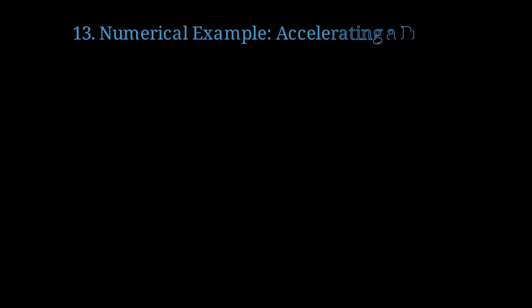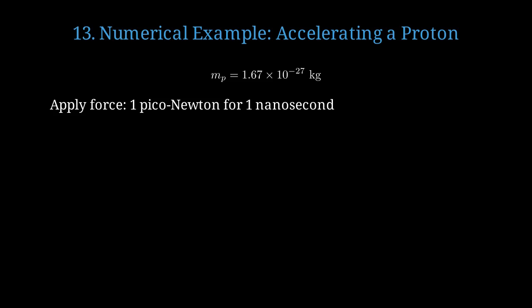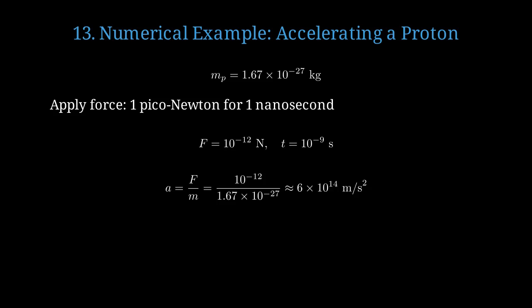Let's calculate what happens when we accelerate a single proton. A proton has a mass of 1.67 times 10 to the minus 27 kilograms. Apply a force of 1 piconewton, that's 10 to the minus 12 newtons, for 1 nanosecond. Force is 10 to the minus 12 newtons, time is 10 to the minus 9 seconds. Acceleration equals force over mass, giving about 6 times 10 to the 14th meters per second squared.